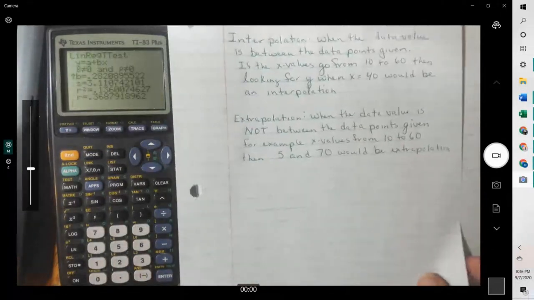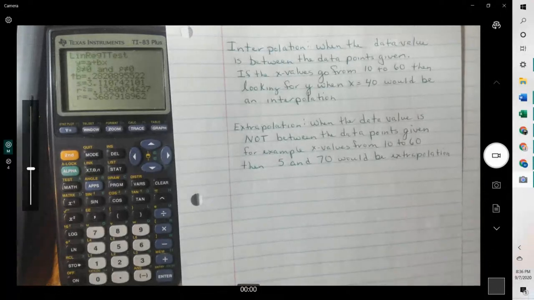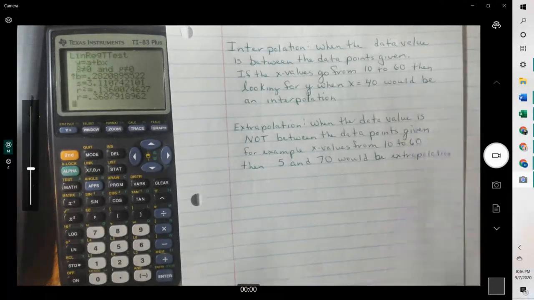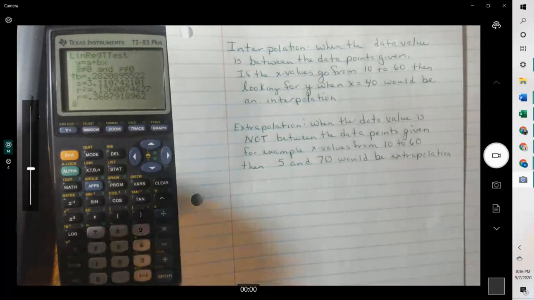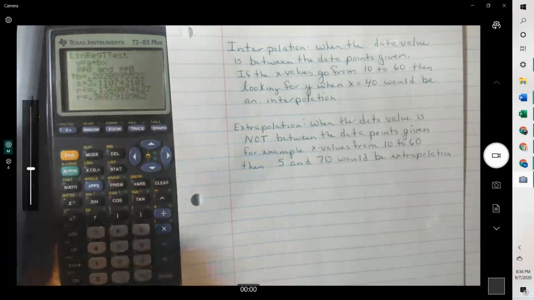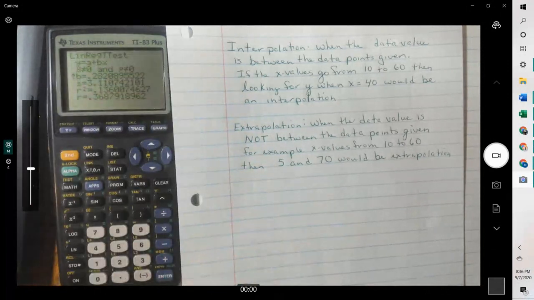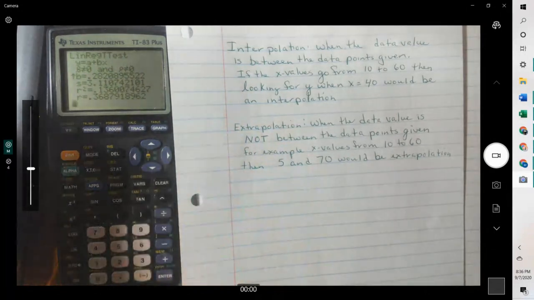Next one I want to go over is 26, but before we do 26, we need to understand two definitions: interpolation and extrapolation. Interpolation is when the data is between the data points given. So if our x values are going from 10 to 60, and we want to use our equation and plug in a value of 40, that's an interpolation because we're using it within our data set.